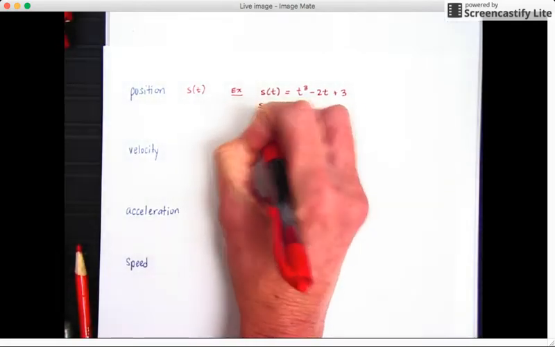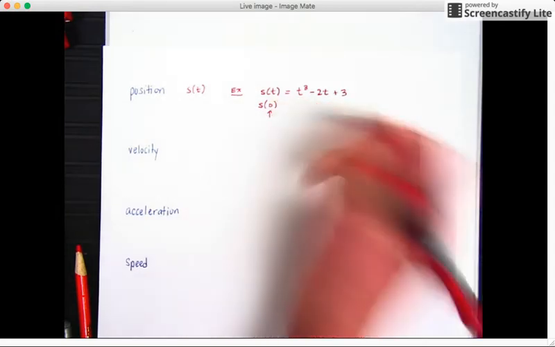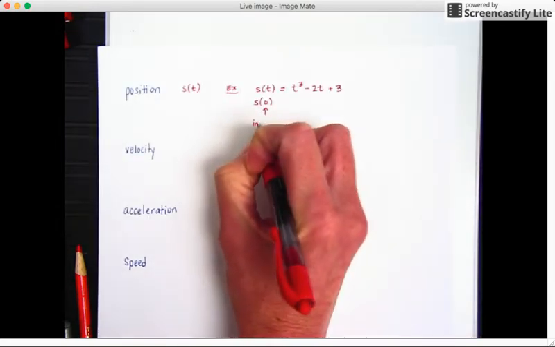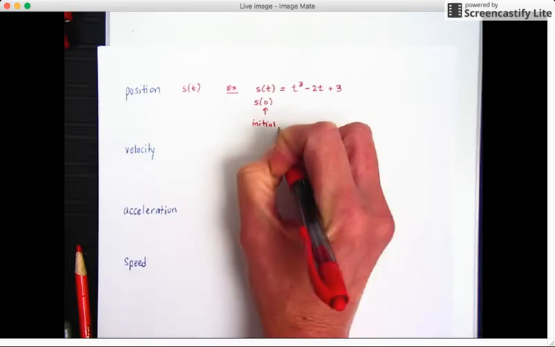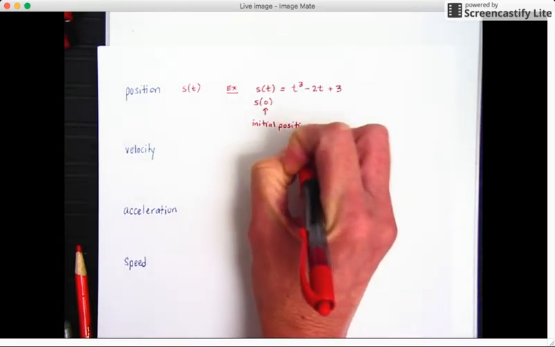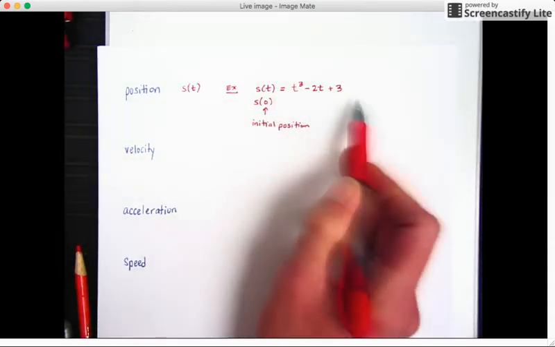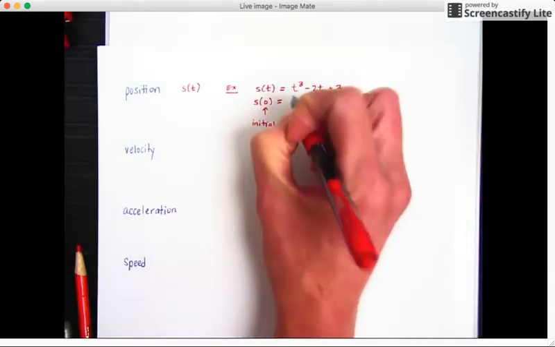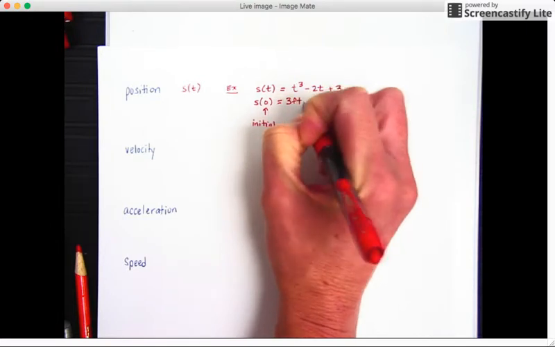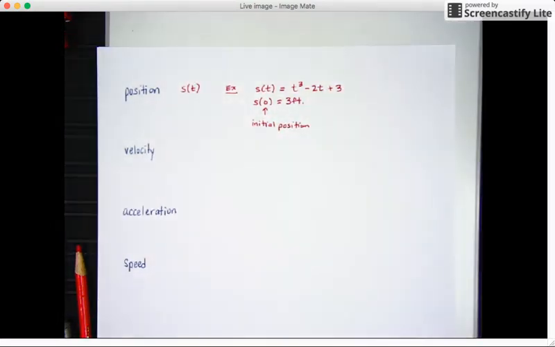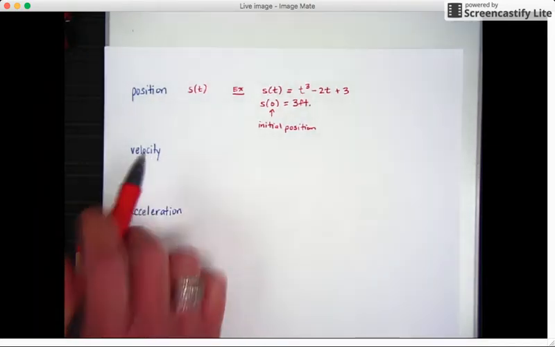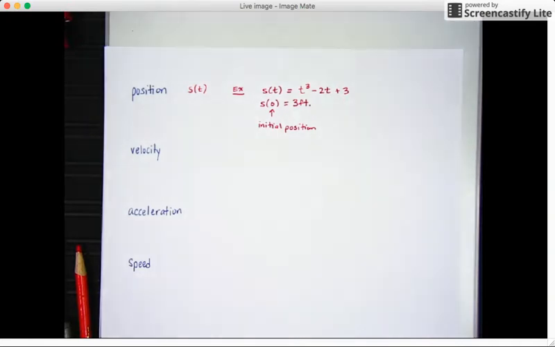So the initial time, we would put a 0 in here, initial position. So I would then plug in this 0 everywhere, and I would end up getting that my initial position is 3 feet. So that's when the time started, the ball was 3 feet away from my hand. All right, so velocity, that tells you the rate of change of the position over time.